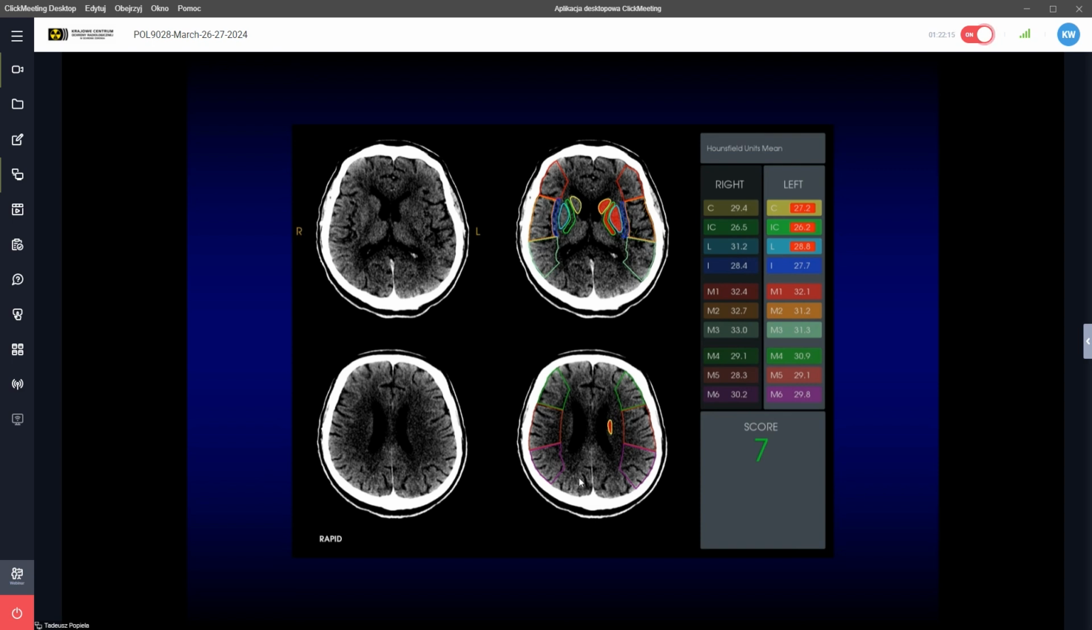So below 6 there is usually too large an area of ischemia, which could be connected with a higher risk of complications. Over 6 seems to be okay. So this time it is 7, so it's okay.